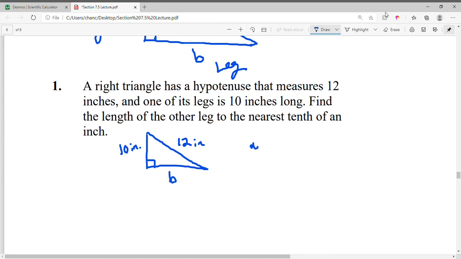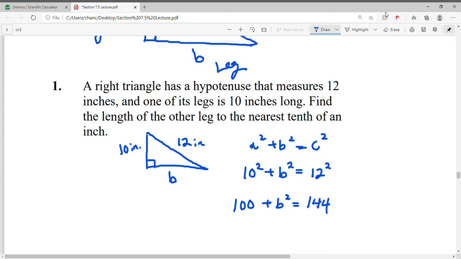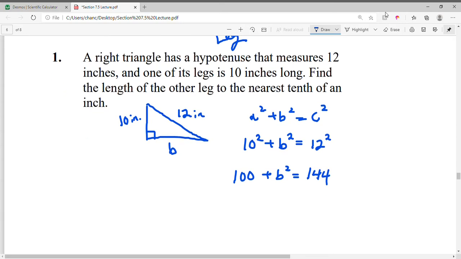So I know a squared plus b squared is equal to c squared. So I can rewrite this as 10 squared plus b squared equals 12 squared. 10 squared is equivalent to 100. And b squared is just b squared. 12 squared is 144. To solve for b, we can subtract 100 from both sides. And I have b squared equals 44.